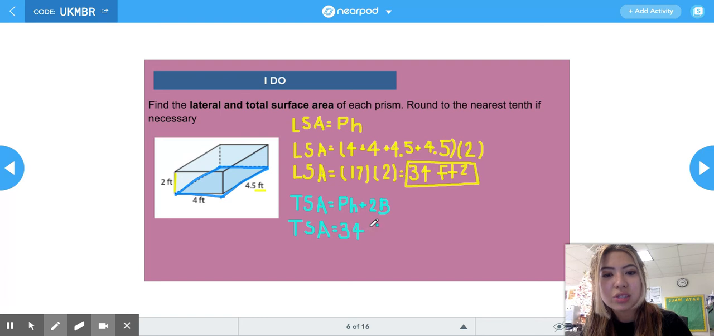And then we have to add that to 2 times the base area, or the area of the base of this rectangular prism. So we outlined the base shape right here. And to find the area of the base, since it's a rectangle, all we have to multiply is one side length by the other side length. Length times width, base times height. So I know that I have to multiply 4 times 4.5.